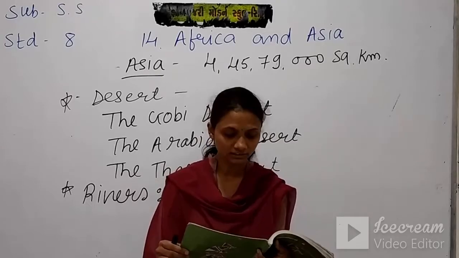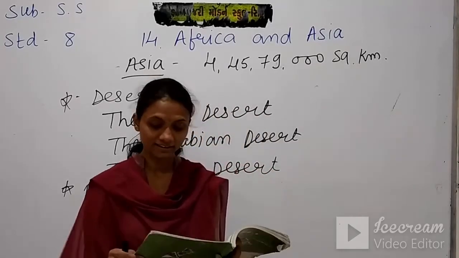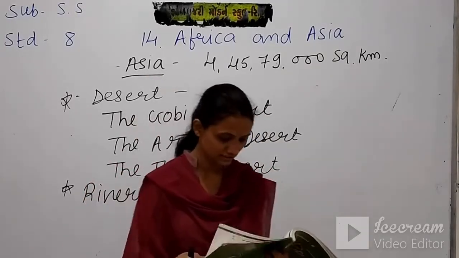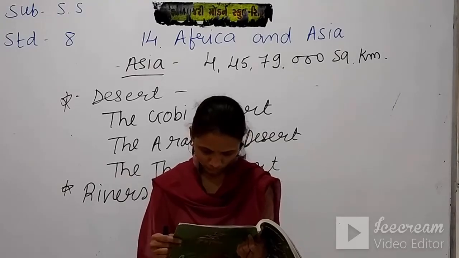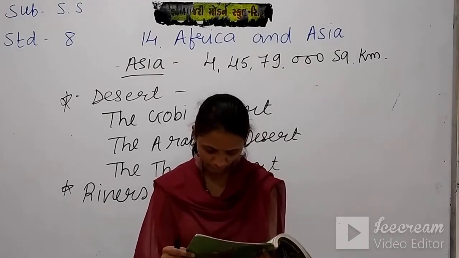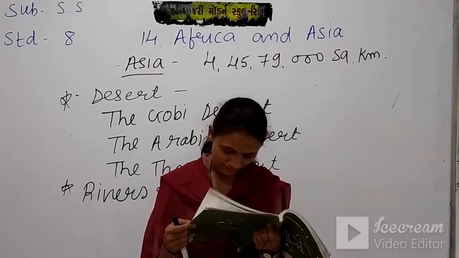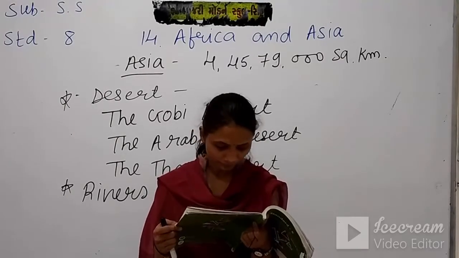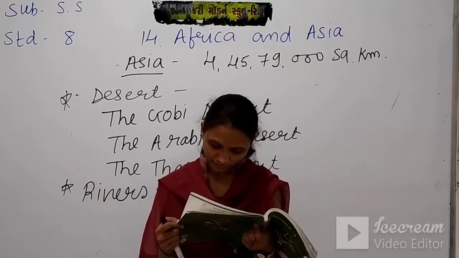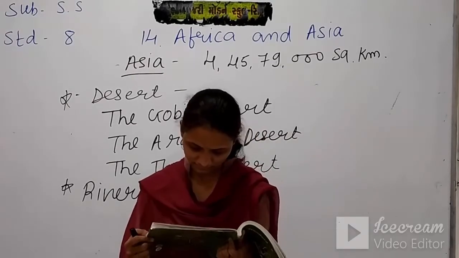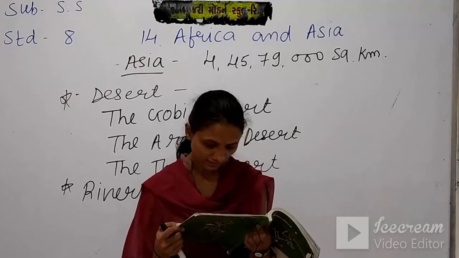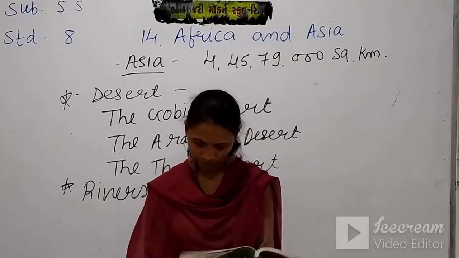Study the map and fill the table: from where does the river originate and which sea does it flow into. Okay, so here we have these 14 rivers of Asia. We have Narmada, Godavari, Krishna, Sindhu, Ganga. We have this Yangtze, Siangkang, Tarim, Lena, that we have.